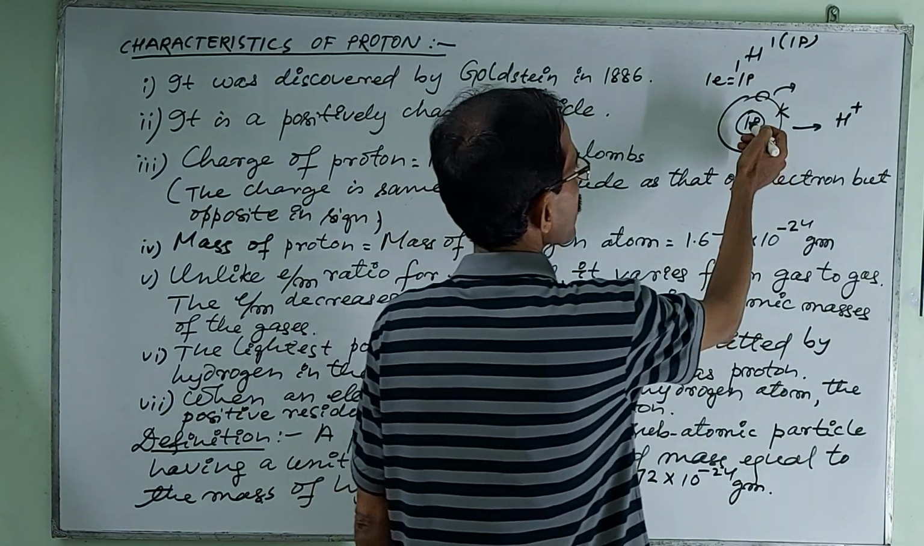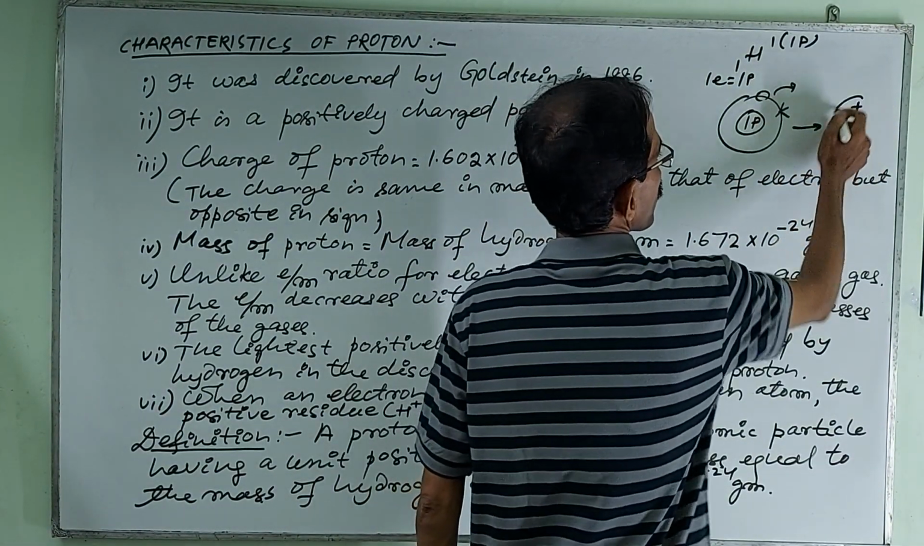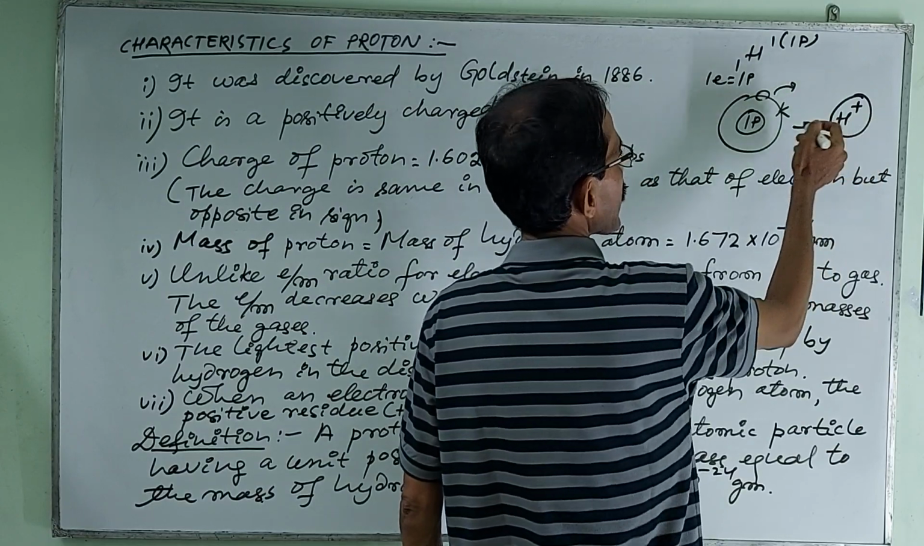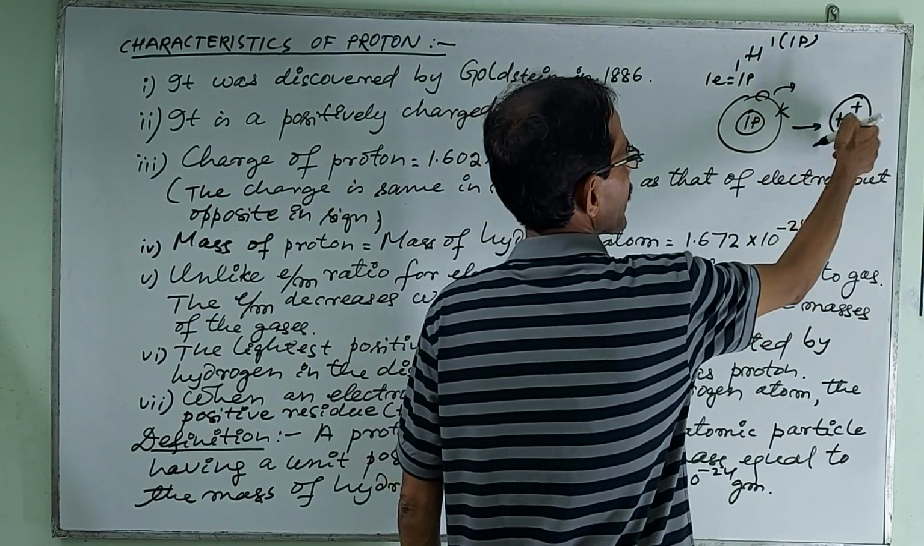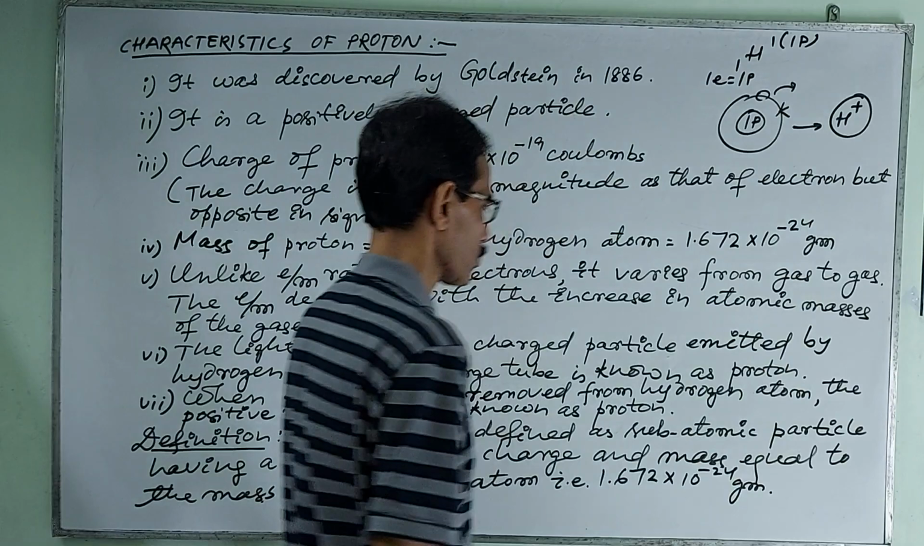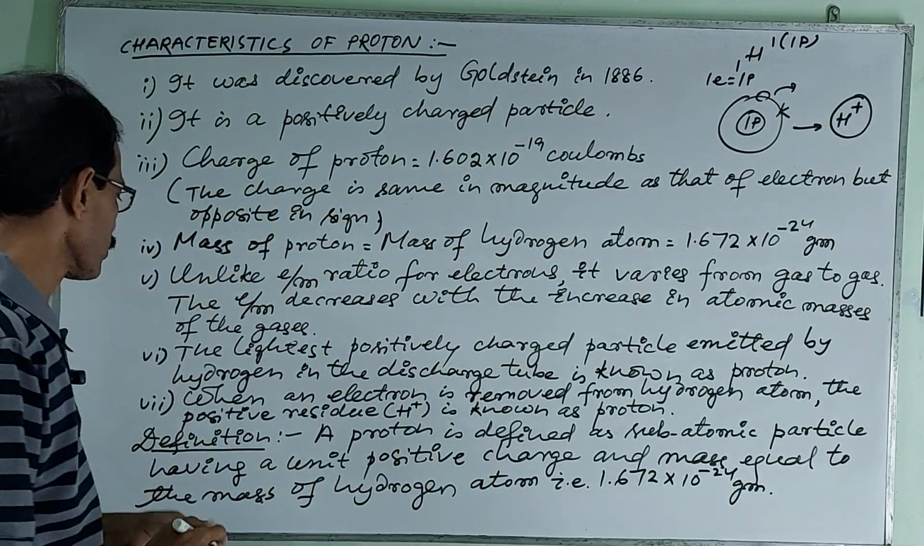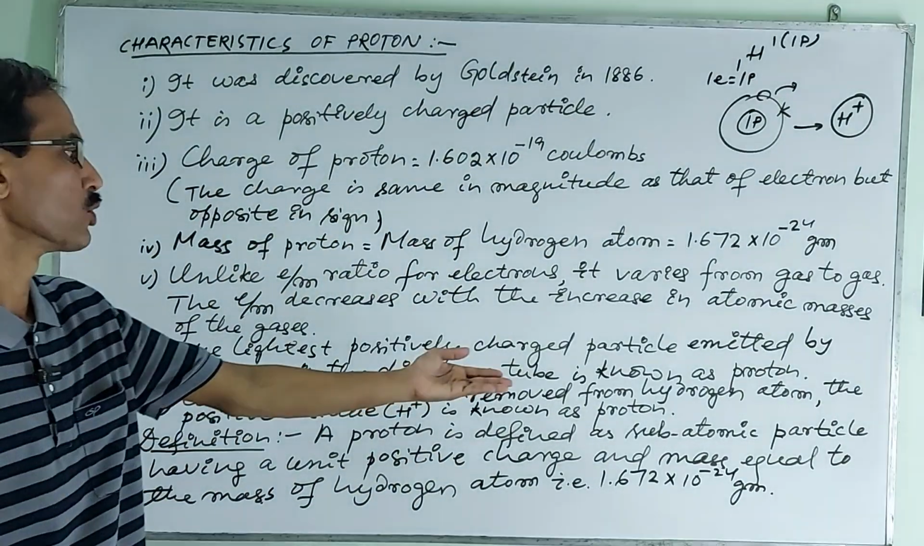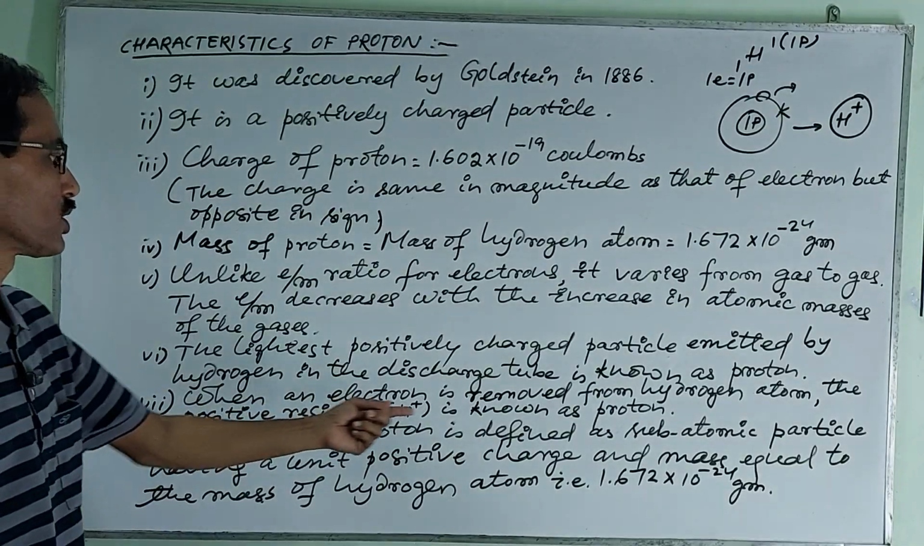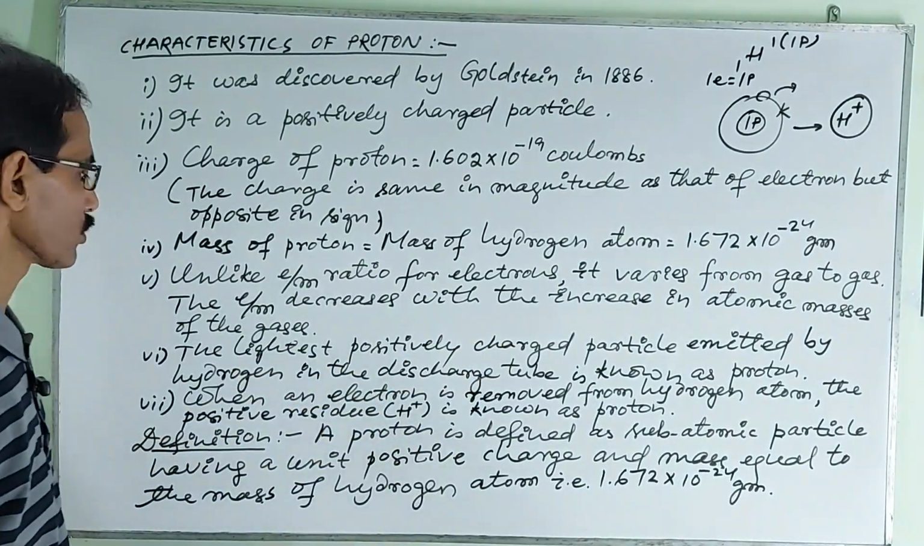So what does H+ mean? What remains in H+? One proton remained in H+. So H+ is known as a proton. That is why, when an electron is removed from a hydrogen atom, the positive residue H+ is known as a proton.